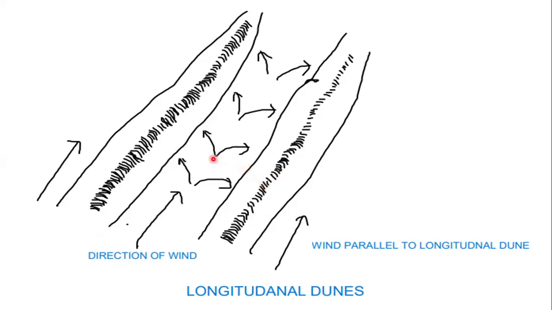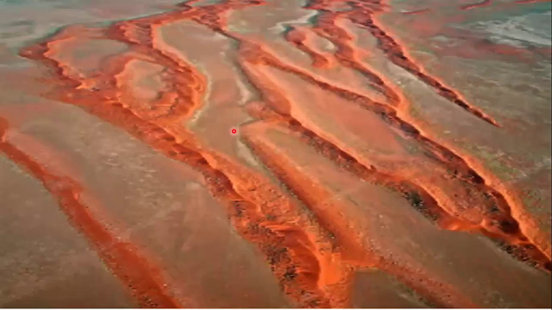Longitudinal dunes are parallel to each other and they are separated by sand-free bare surface. Wind has blown sand from here, so this is sand-free bare surface called hamada. These are the longitudinal dunes found in the interior of the desert.